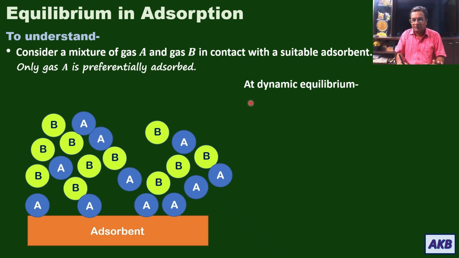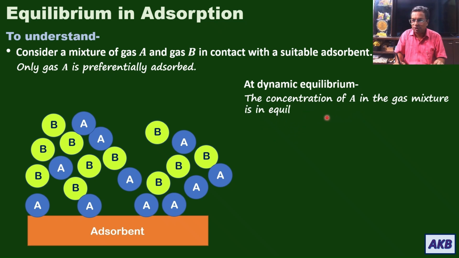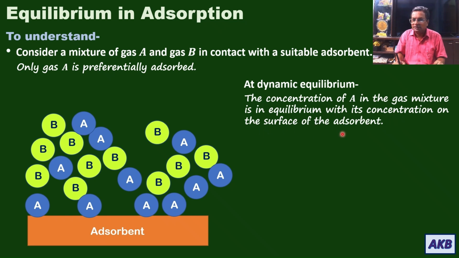Now, at dynamic equilibrium, the concentration of A in the gas mixture is in equilibrium with its concentration on the surface of the adsorbent. So, when you have dynamic equilibrium, there will be a particular concentration of A in the gas phase and a particular concentration of A on the surface of the adsorbent. And these concentrations are said to be in equilibrium with each other.